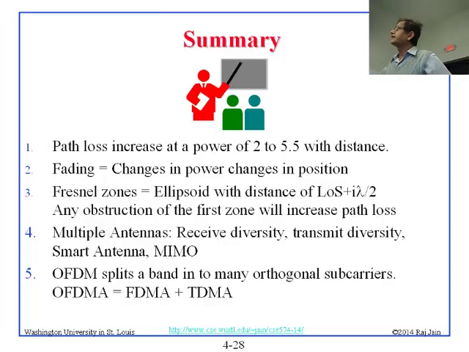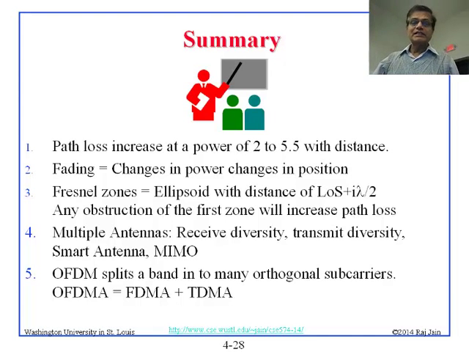That brings us to the end of today's lecture and the 5 key points to remember. First thing is that the path loss increases at a power of 2 to 5.5 with distance. Remember, it was d square up to a certain point and d raised to 4 after that point. That's an approximation. In the real world, it could be anywhere from 2 to 5.5, so you have to go and measure it in practice. People have done this in all the cities. But for us theoretical guys, we just keep it 2 up to a certain distance and 4 after that.